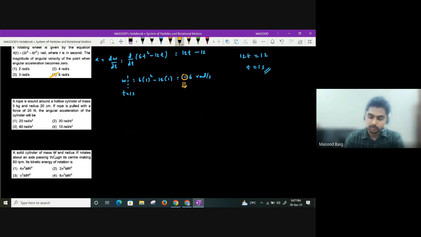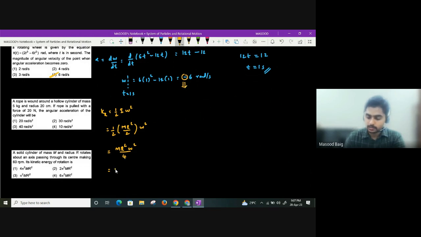A solid cylinder of mass m and radius r rotates about an axis passing through its center, making 60 rpm. Find the kinetic energy of rotation. So what is rotational kinetic energy? I'll do this question in some time. But what is rotational kinetic energy given as? Half I omega square. Solid cylinder. What is moment of inertia? Solid cylinder means same as that of disk, guys. m r square by 2 into omega square. So I'll get it as m r square omega square divided by 4.